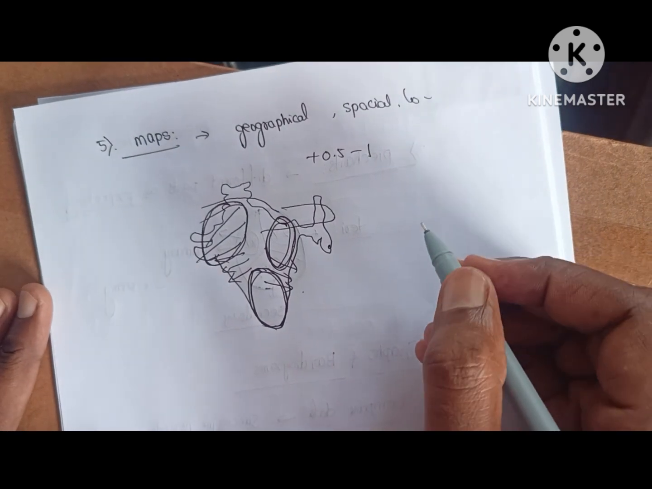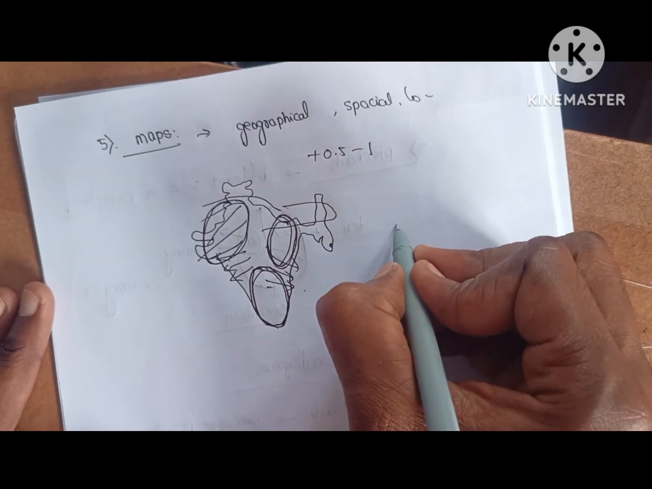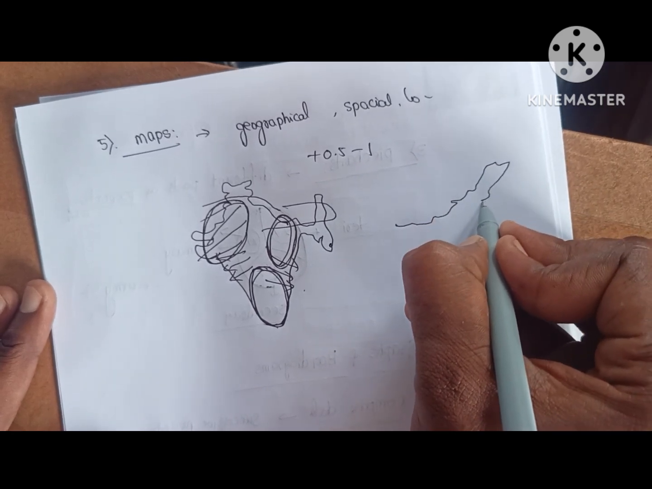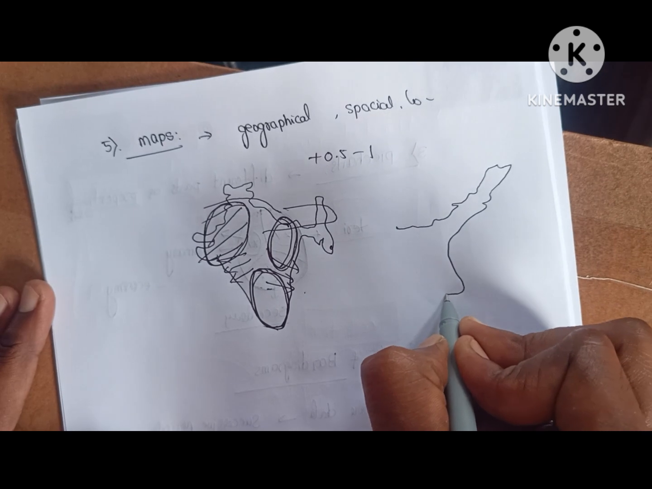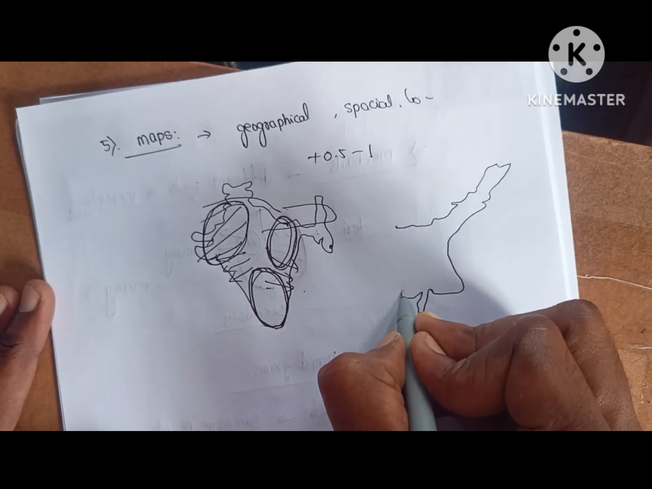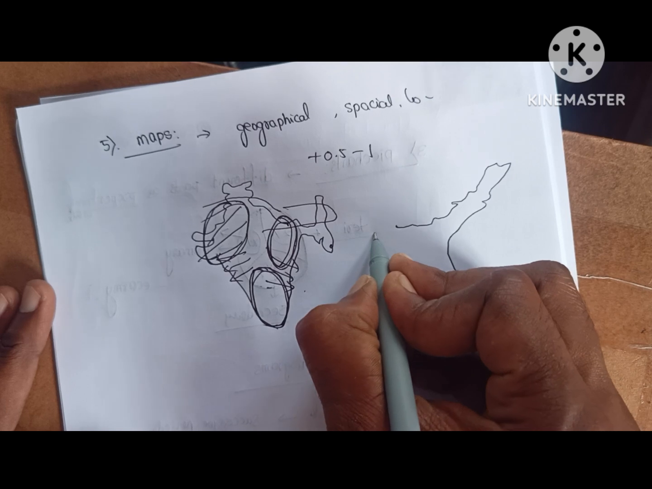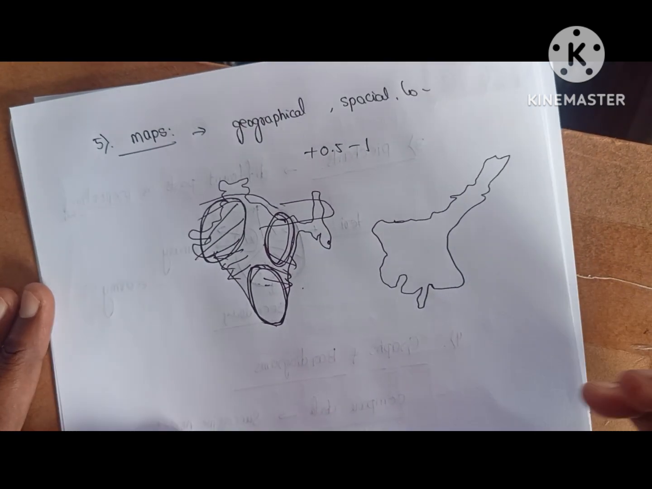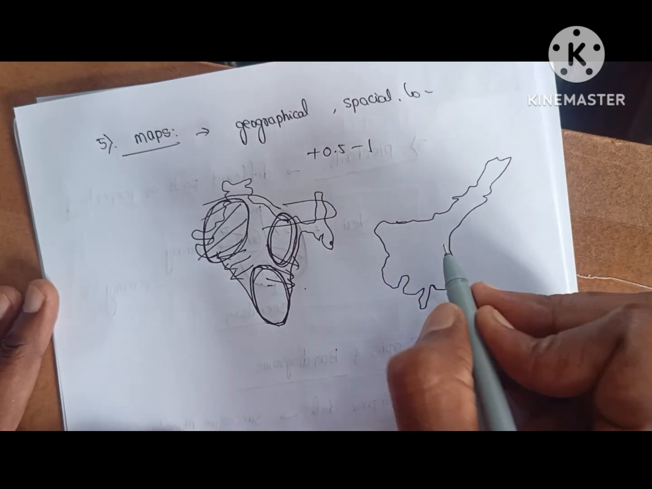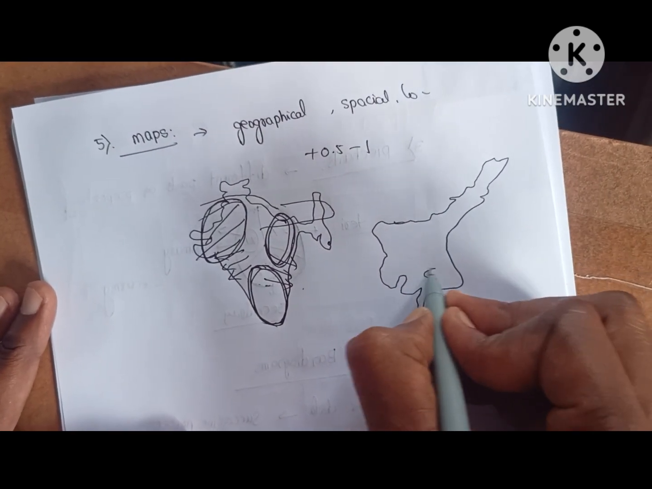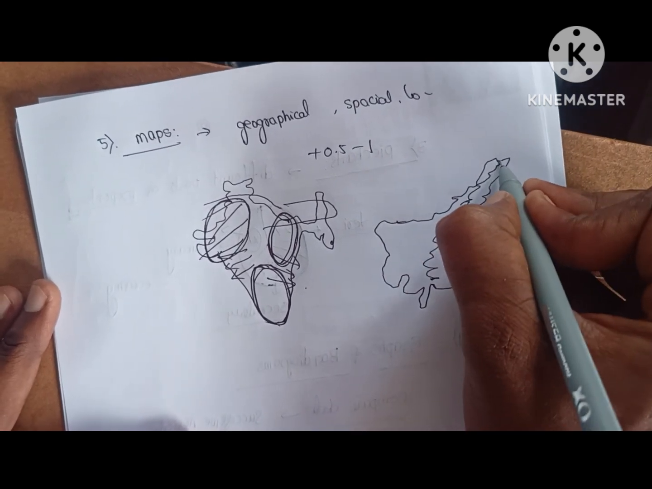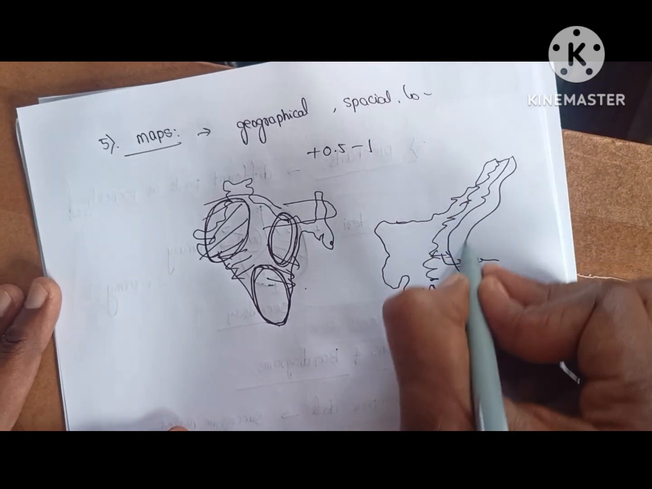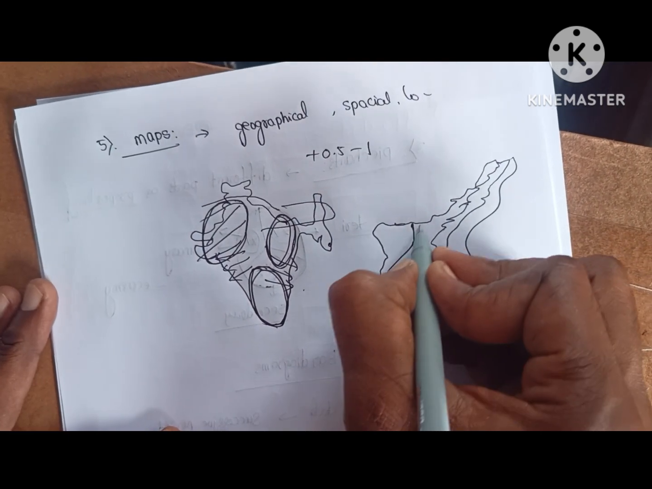For example, if you are writing for APPSC, you also need to draw the Andhra Pradesh map as well in your answers. For example, he is asking about physiographic features. Now you can explain the concept with the help of diagrams like this. Here the Eastern Ghats are located. Between the Eastern Ghats and the Bay of Bengal, coastal plains are located. This is the coastal length, and here the Western Plateau is located.